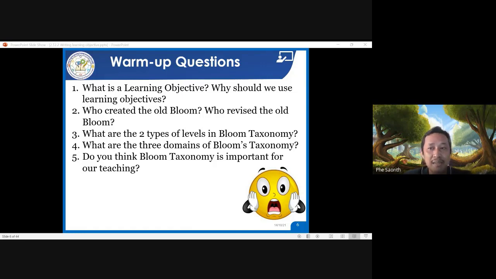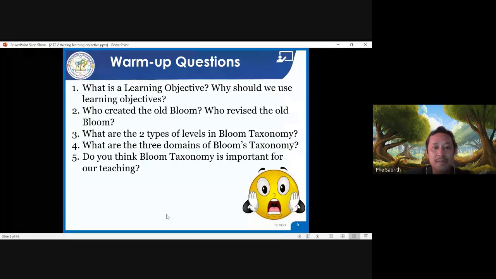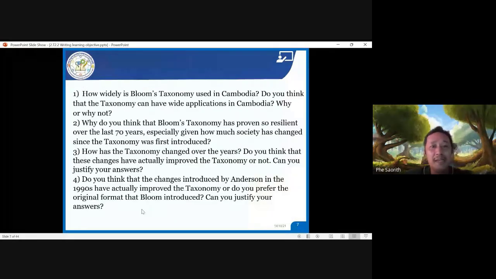Because the higher level thinking of Bloom's taxonomy consists of three smaller parts: analyze, evaluate, and also create. So that is the reason. Okay, that's all from the warm-up question section. And then we move to the key discussion questions here.